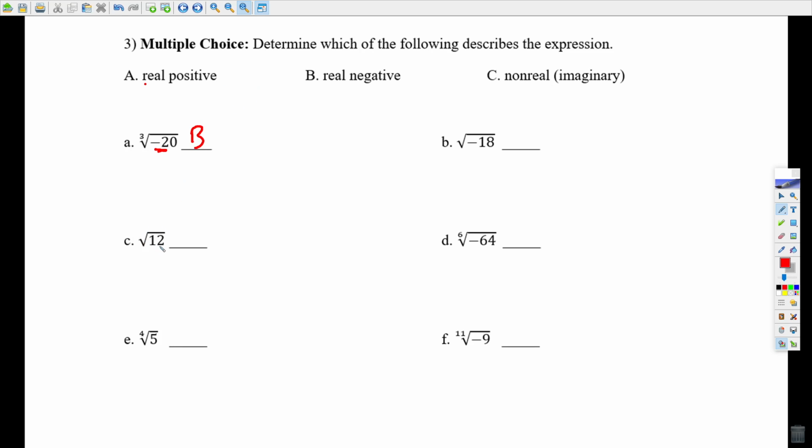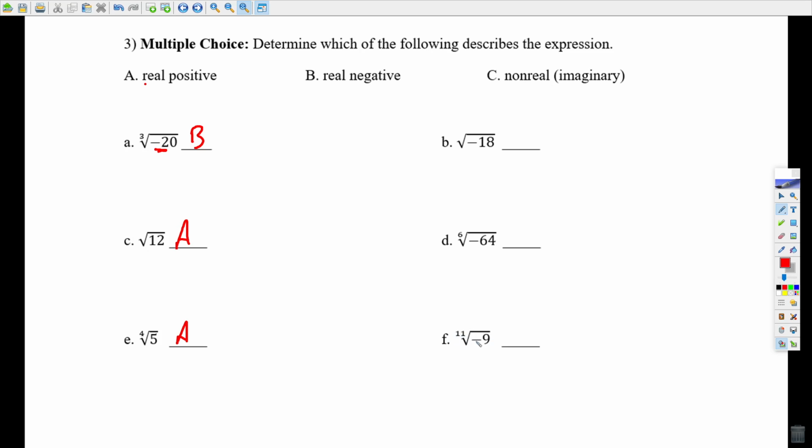Square root of 12. Well, this one's not too bad because this is a positive number. We haven't really talked about when it's positive. So if this is a positive number and you square root it, that's also going to be positive. Real positive. Same thing down here. Not to mess with you, but if you have a positive number in here, we've only talked about negatives today. So doing a fourth root of a positive is still going to be positive.